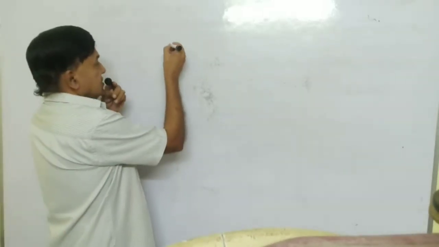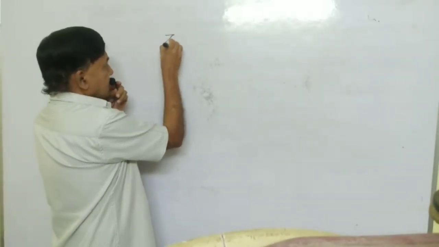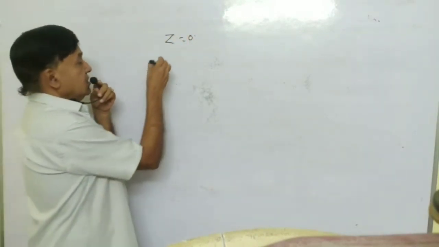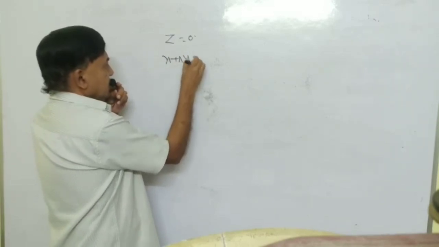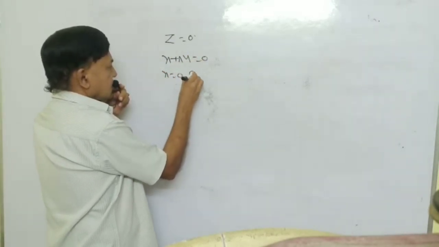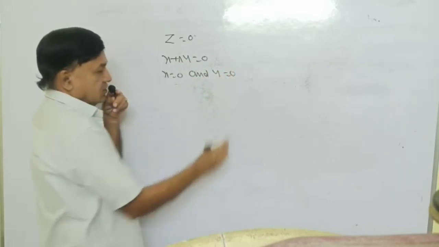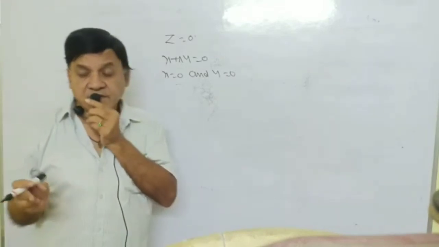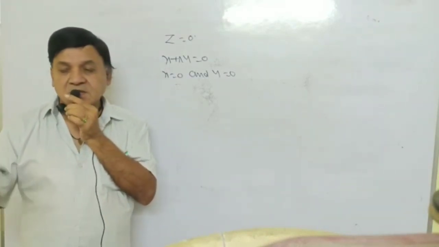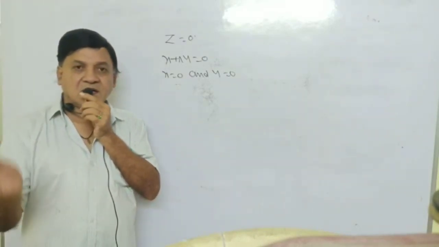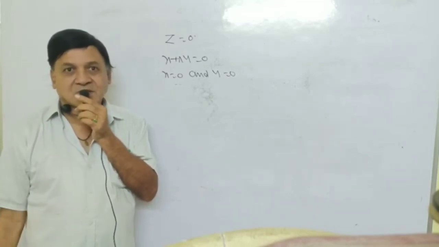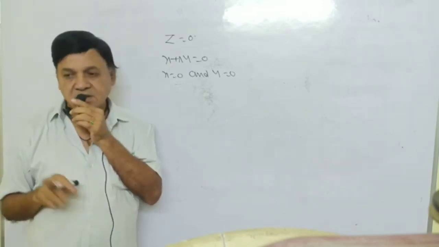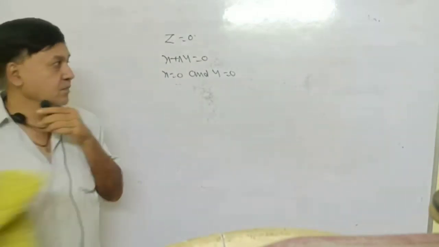Next point is, suppose a complex number z is equal to 0, then x plus iy is equal to 0, which means x is 0 and y is 0. So, if a complex number is 0, the real part must be 0 and the imaginary part must be 0.